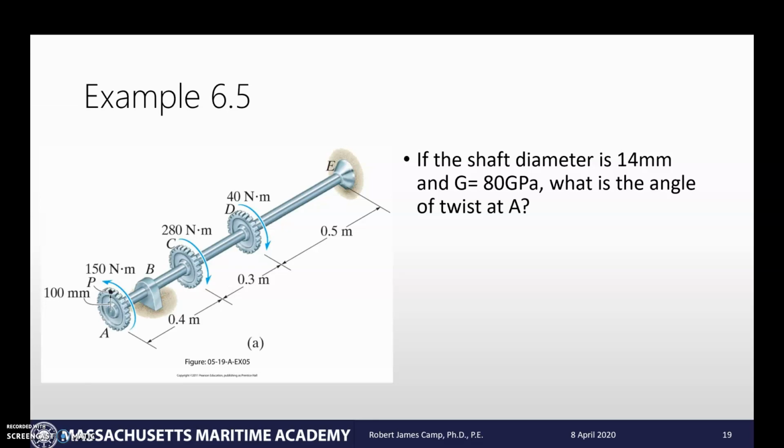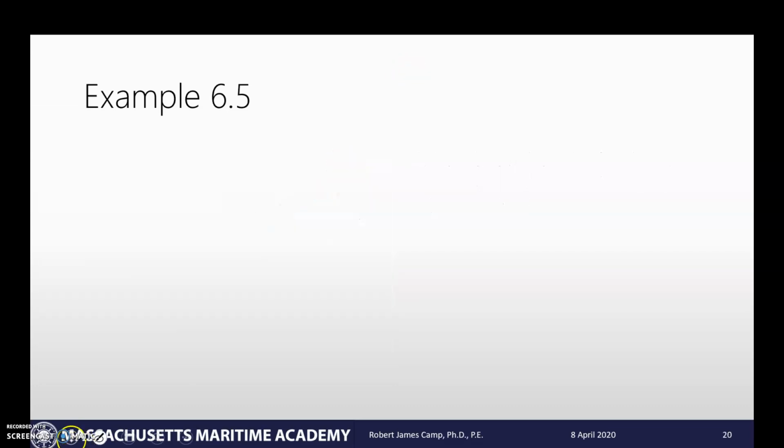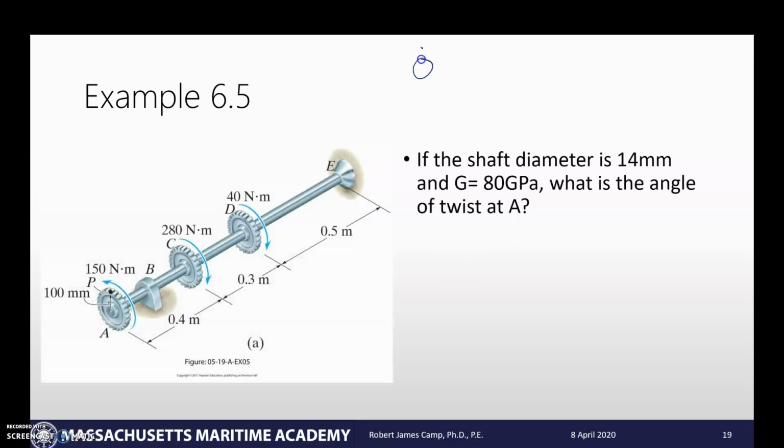If the shaft has a diameter of 14 millimeters and a modulus of rigidity of 80 gigapascals, what is the angle of twist at A? Okay, so as we look at this, this is the same as any of the other things that we're doing. We're going to say my angle of twist is the sum of all the TL over JGs.